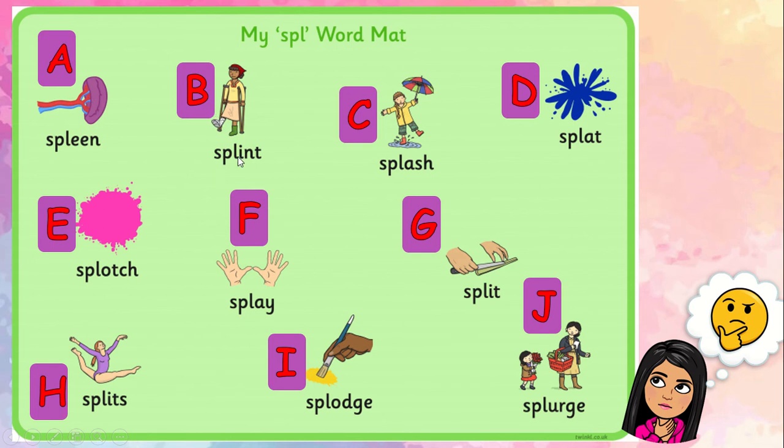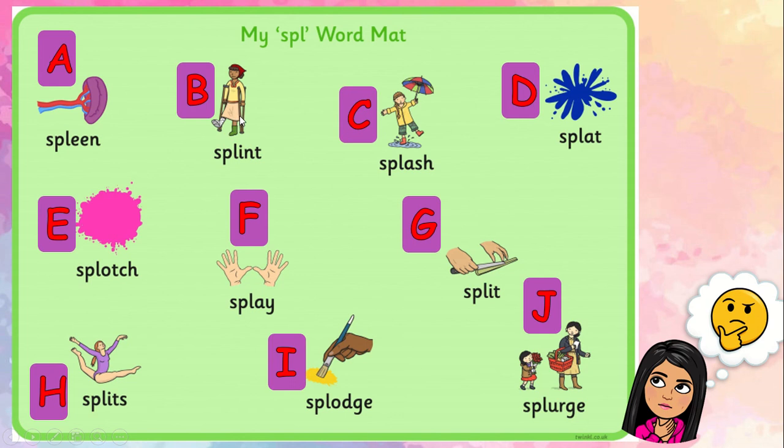Letter B, we have splint. Splint. And when you have a splint, it means you have an injury, like a fracture. Look at the girl, she has a splint. That's why she has to use a support to help her walk. So this is a splint, like that mommy's leg right there.